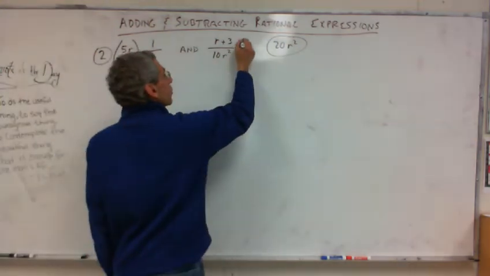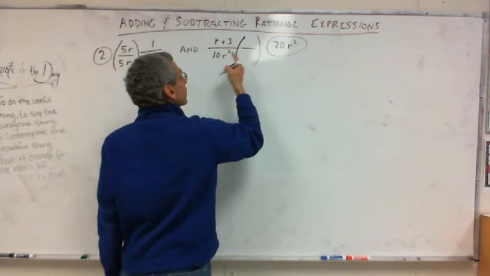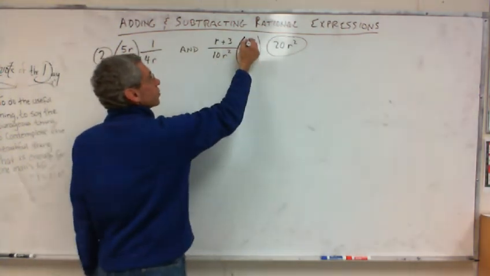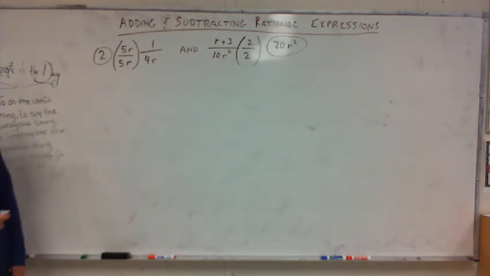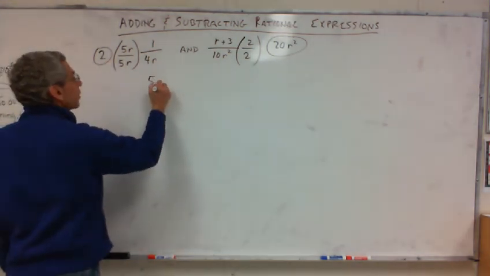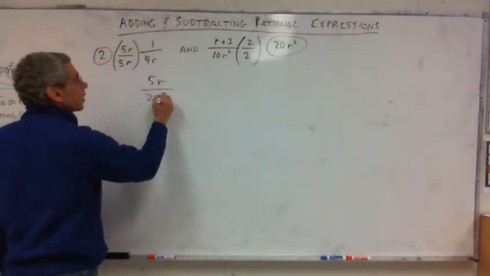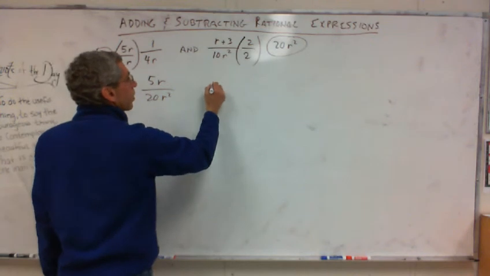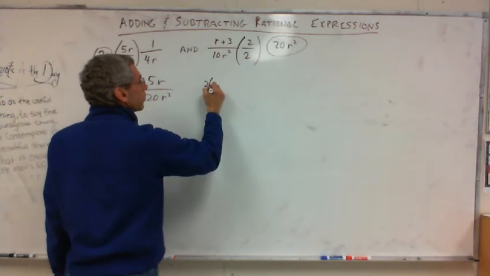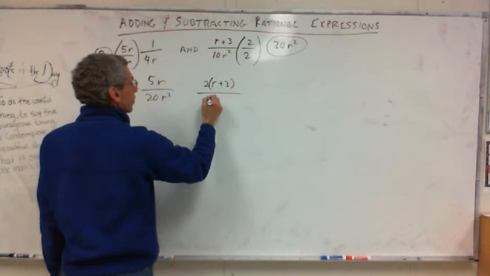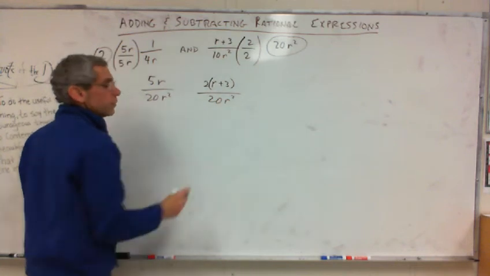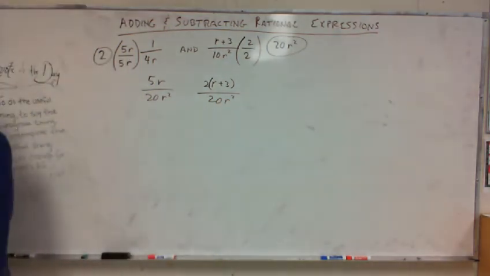What would I have to multiply this by to turn it into 20r squared? 2 here and 2 here. Does that make sense? So suddenly I'm going to have 5r over 20r squared, and I'm going to have 2 times r plus 3 over 20r squared. Does that make sense? Does it make sense to you?